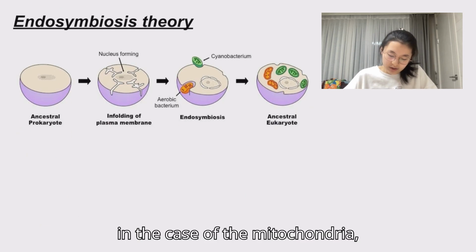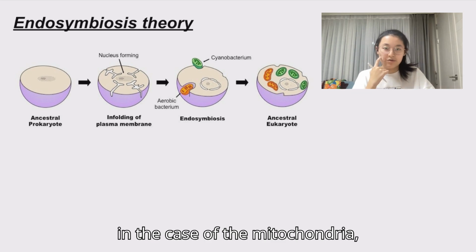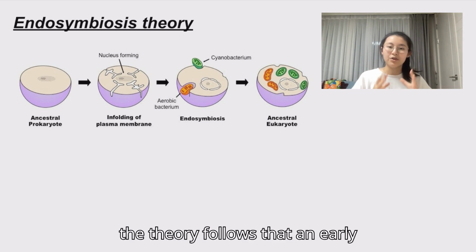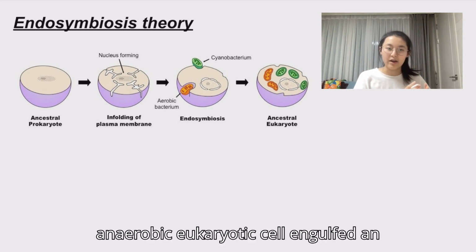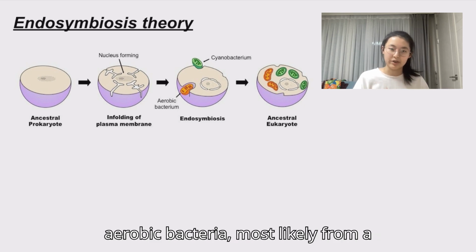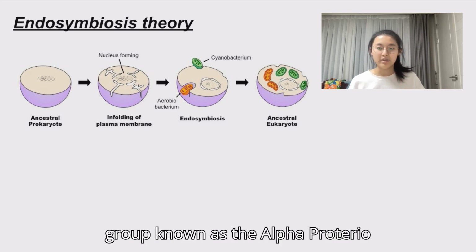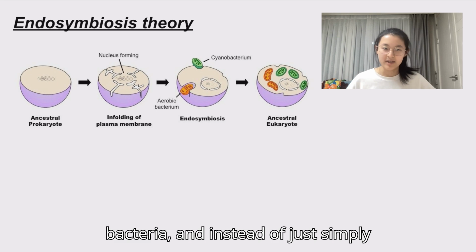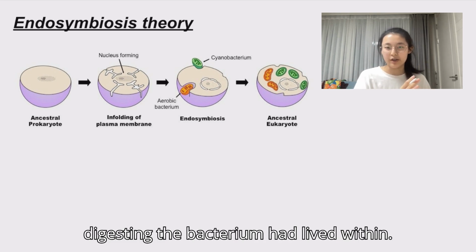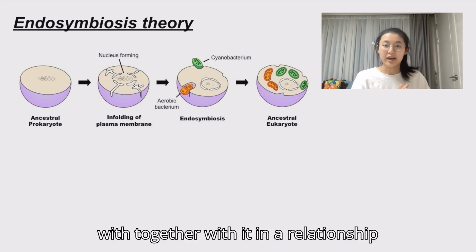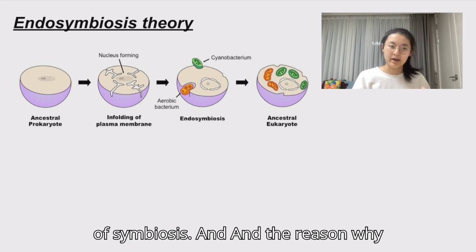Now, in the case of the mitochondria, the theory follows that an early anaerobic eukaryotic cell engulfed an aerobic bacterium, most likely from a group known as the alpha proteobacteria, and instead of simply digesting the bacterium, lived together with it in a relationship of symbiosis.